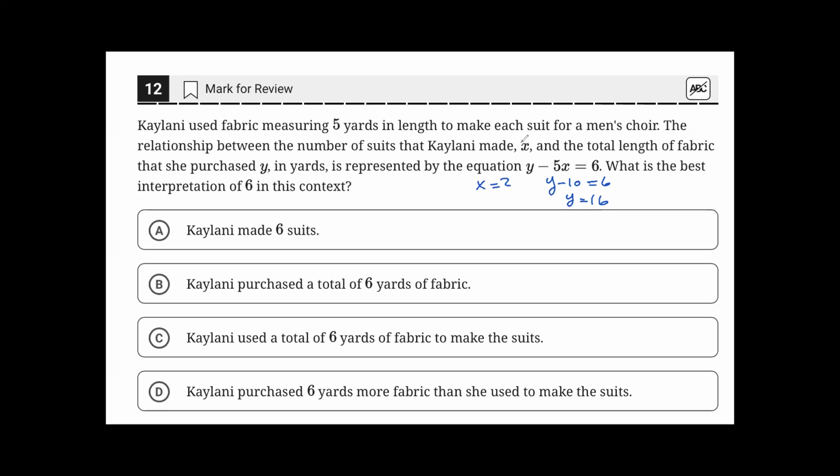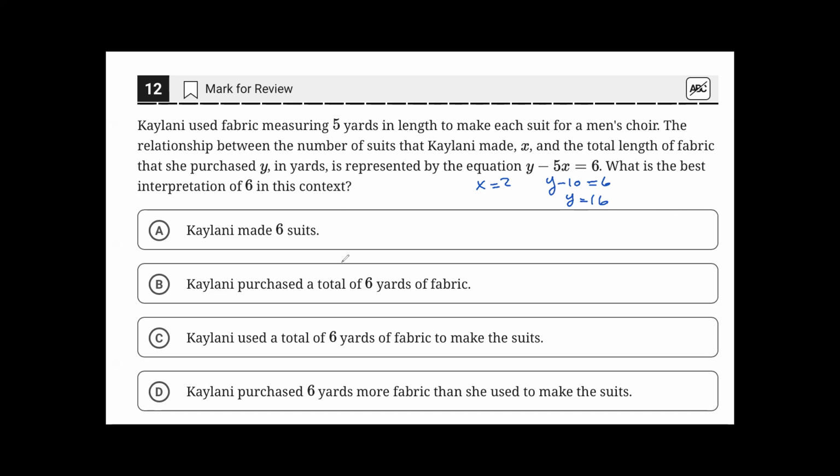So if X is equal to 2 and Y is equal to 16, that means that Kaylani made 2 suits and the total length of fabric she purchased was 16. So purchasing 16 yards of fabric to make 2 suits. If each suit uses 5 yards of fabric, then that means she used 10 yards and she has 6 left over. So that's what this 6 represents. It's the amount of leftover fabric, or fabric that was not used to create the outfit.